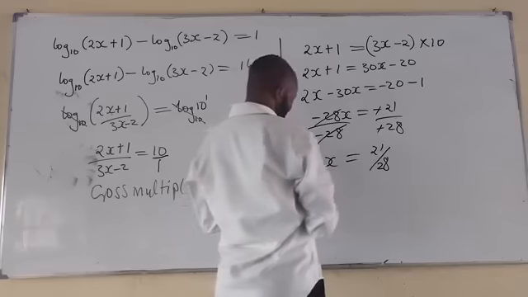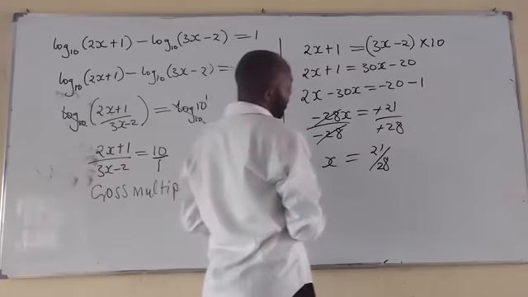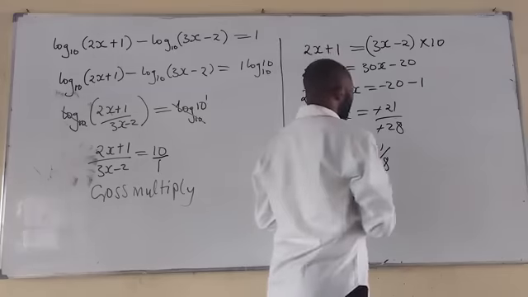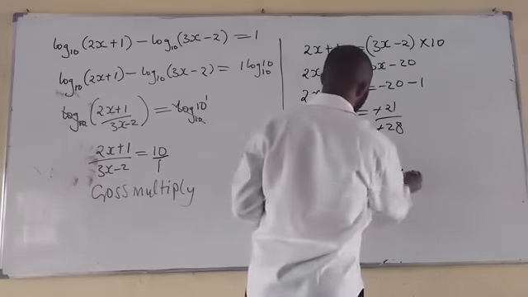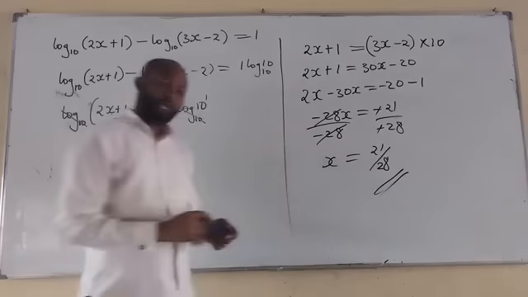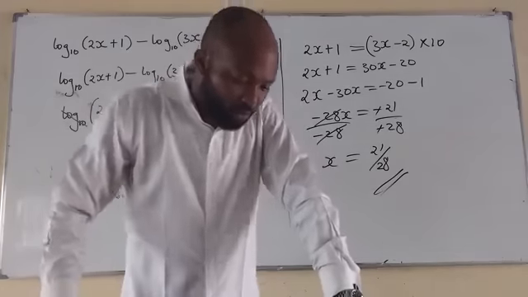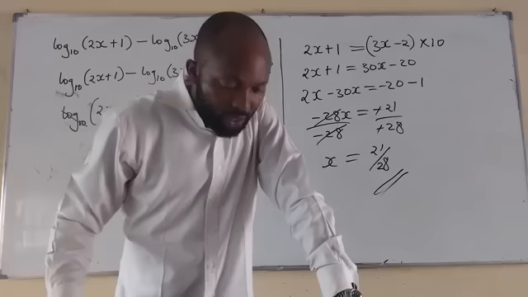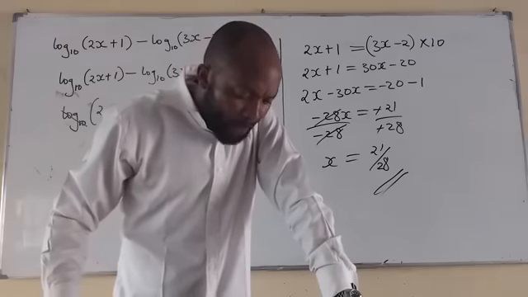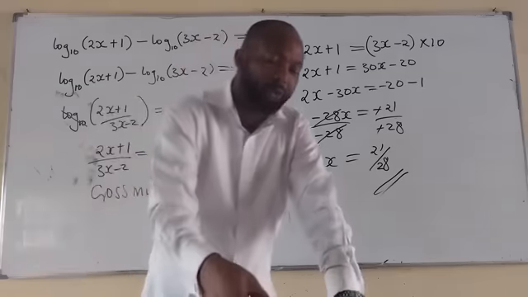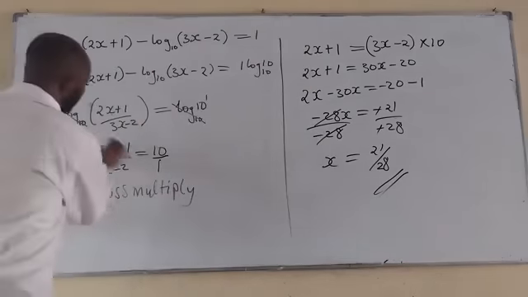which is, okay, let's leave that as 21 over 28. Let's take another question. Evaluate without using tables. Let me check it out.